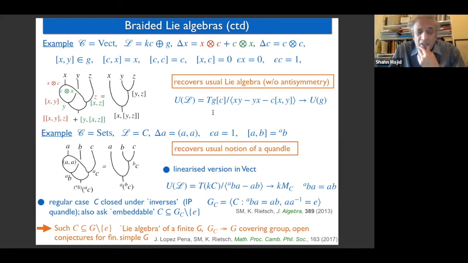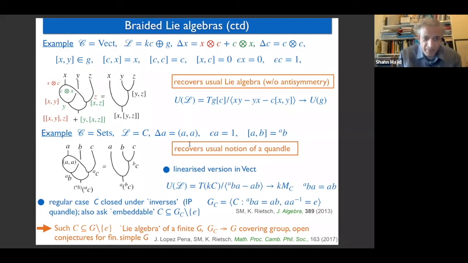Now, if you do the same construction, and of course, there are many other things in this category, even with C equals Vect, you've got a lot more than ordinary Lie algebras, but you've still got a lot of Lie theory in there. An example which goes beyond the Lie algebra would be a linearization of the next one. So the next one is C to be the category of sets. Again, the braiding is just trivial. And I take L to be just some object, which I'm calling C, some set. And the elements of the set are all going to have diagonal coproduct. And then I'm going to denote the bracket as A acting, denote it like that.